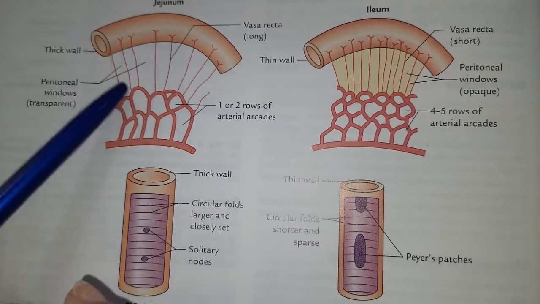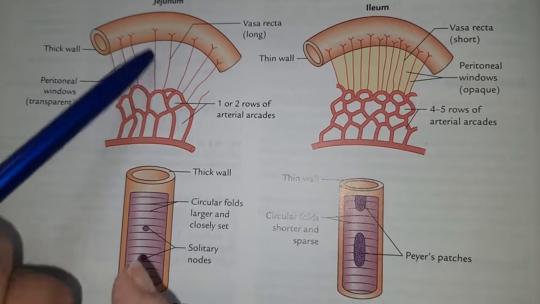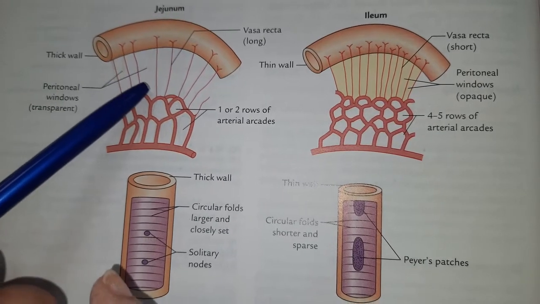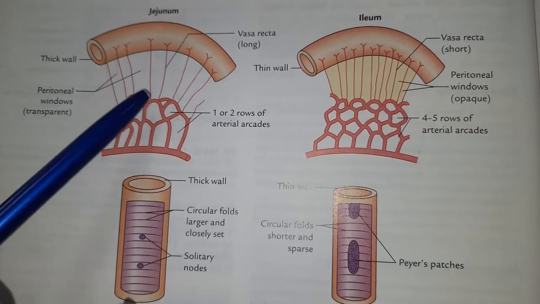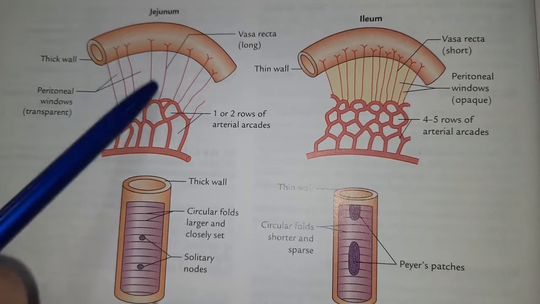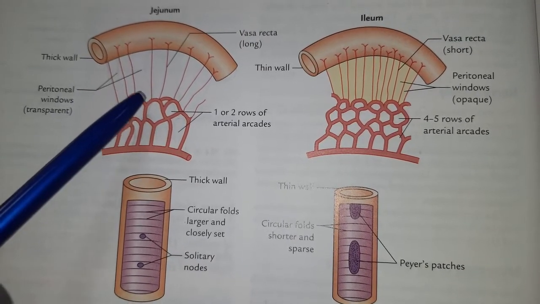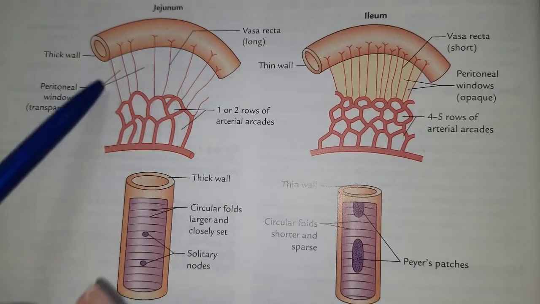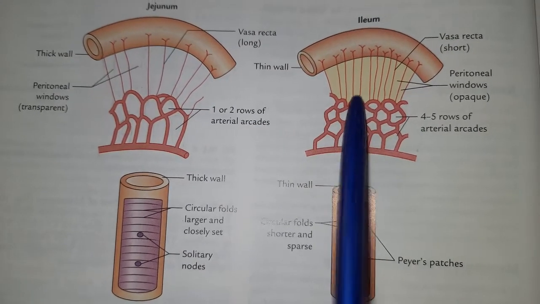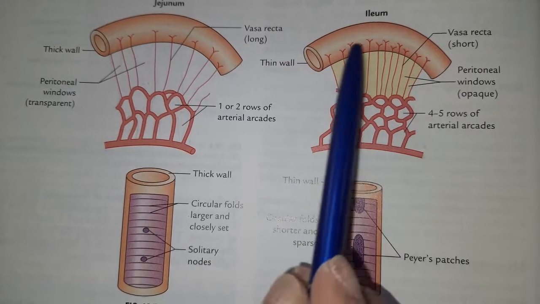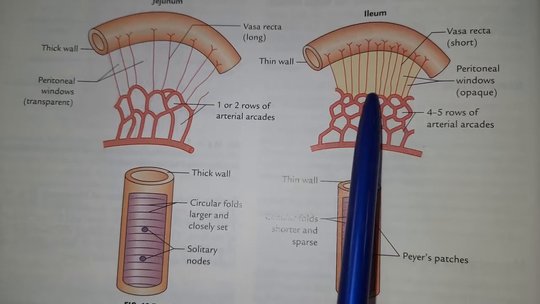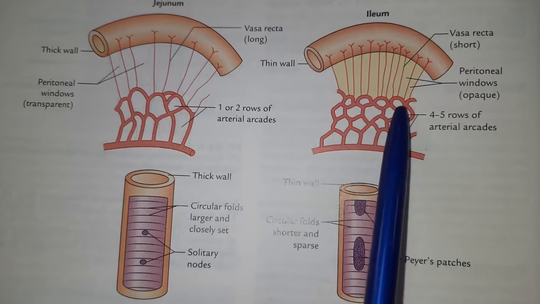That's why in the jejunum, between the vasa recta, because of the presence of less fat, we can see a transparent window-like structure known as the peritoneal window. But in the ileum, more fat is present, so the peritoneal windows are opaque or there is no visible window in the ileum.